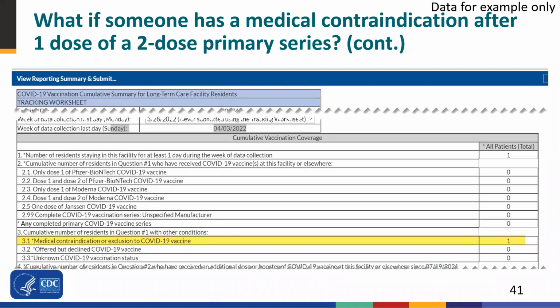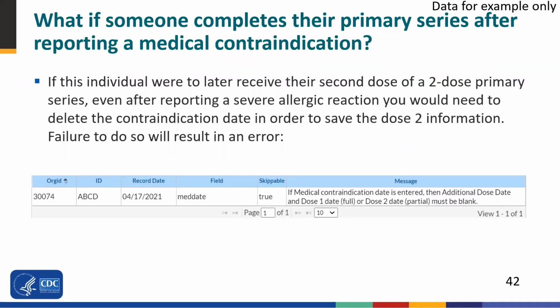As seen here, the individual shown on the previous slide will be counted as a medical contraindication to the COVID-19 vaccine rather than as receiving dose 1 of Moderna. Let's review this question. What if someone completes their primary series after reporting a medical contraindication?